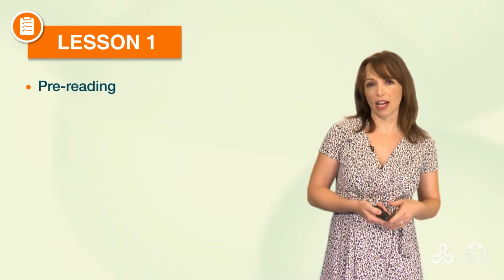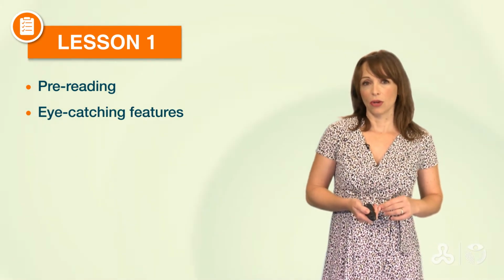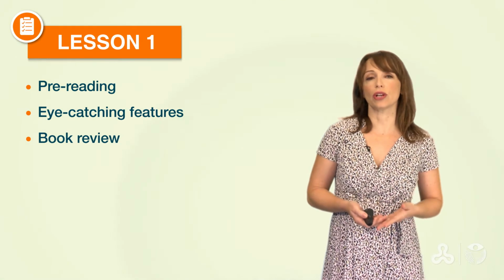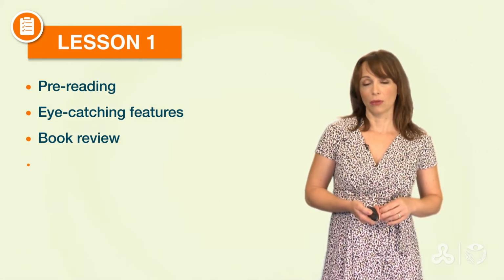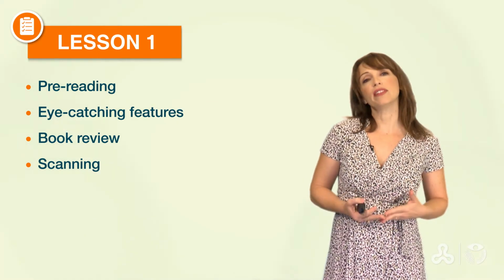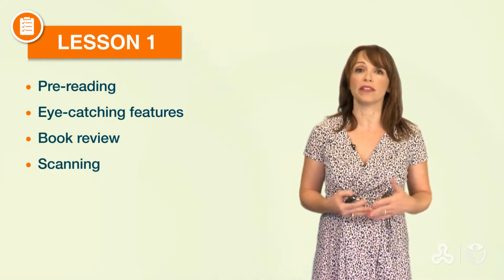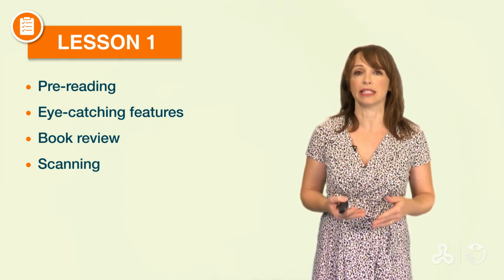So lesson number 1. For this lesson, we're going to be focusing on pre-reading, the eye-catching features. We're going to be focusing on the structure of a book review. We're going to scan the text for information. And of course, all of these things we're going to be doing in order to try and figure out what the topic or the subject of the text is about.